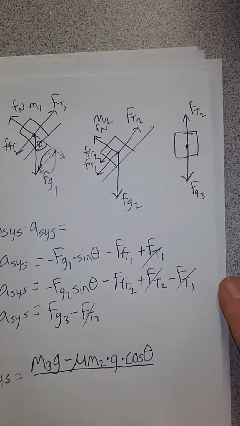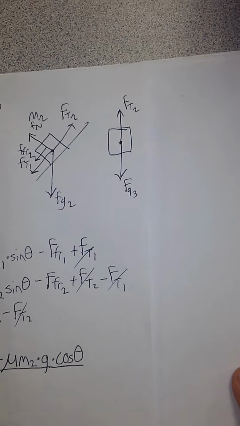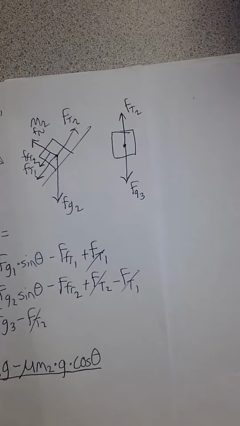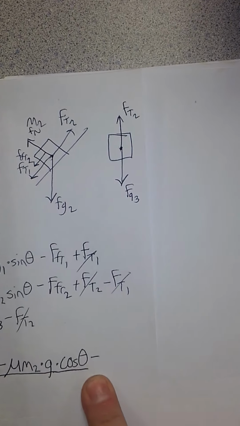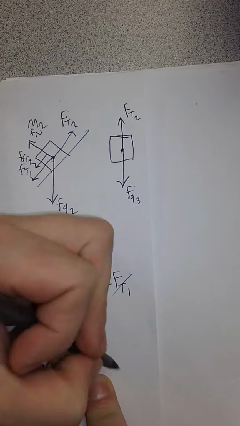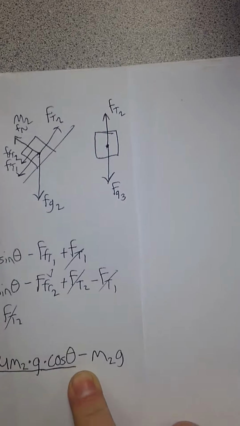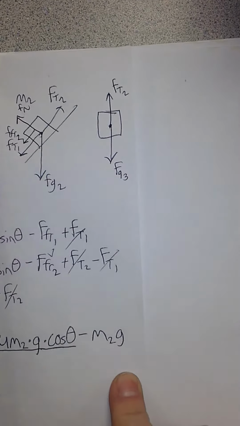Oh man, I didn't leave enough room on my paper. Guess what? I can do this. Okay. Minus, man, I got to keep track of all these. There's so many of these things going on here. That's my force of friction 2. I've got that one. Okay. Minus m2g sine of theta.